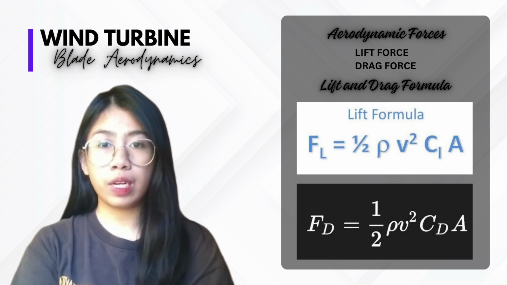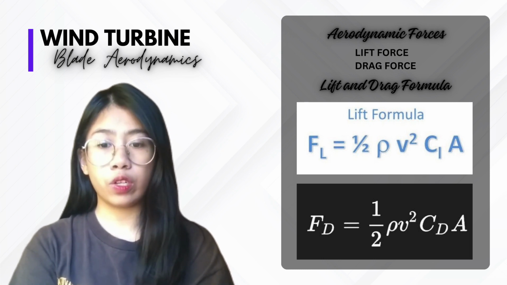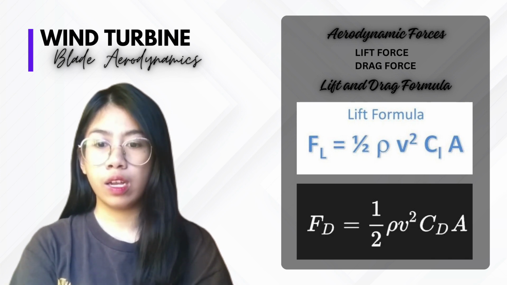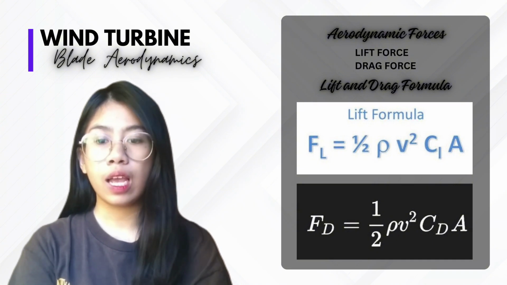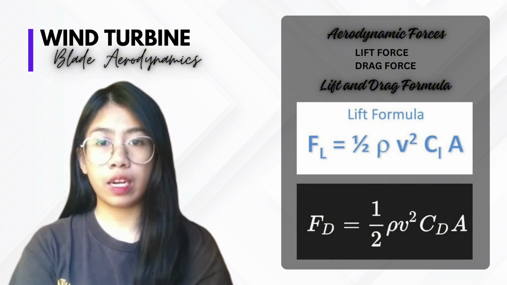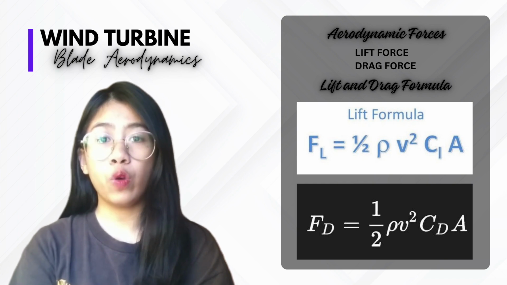So, this is the formula for drag force. D stands for drag force, C sub D stands for coefficient of drag, the letter rho is wind density, V is equal to velocity, and A sub R is the reference area. So, the reference area is the front of the plane.